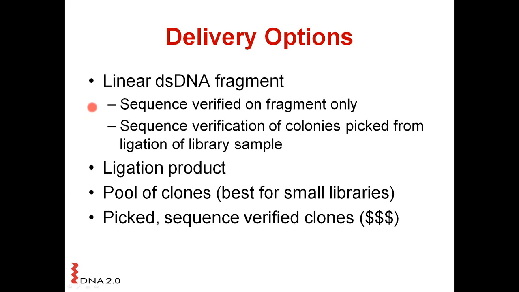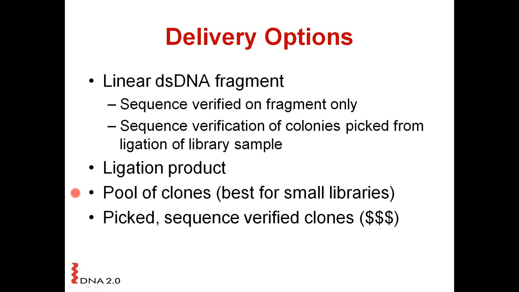We can deliver this as a sequence-verified fragment, with the sequence verified only on that linear DNA. Or we can clone this and sequence colonies picked from that ligation to give you a better sense of how individual elements of the library look like. We can deliver these as ligation products in your vector or our vector. Of course, it makes much more sense if we're going to do this to do it into your vector.